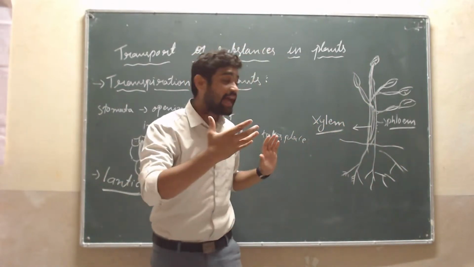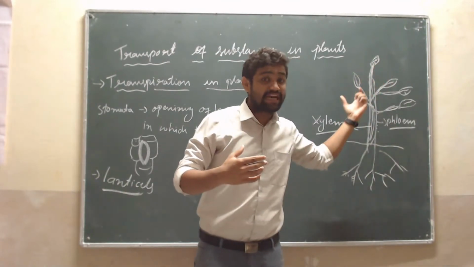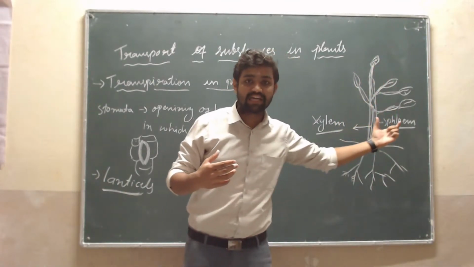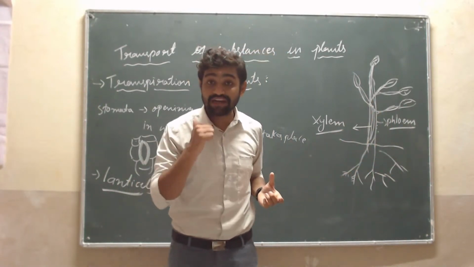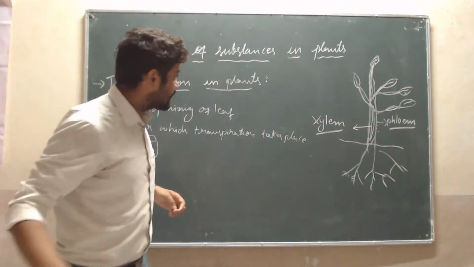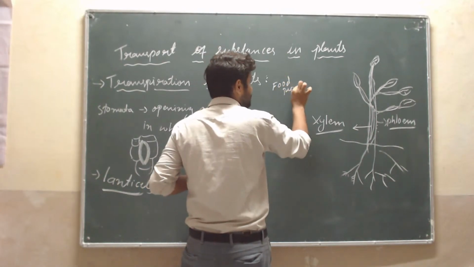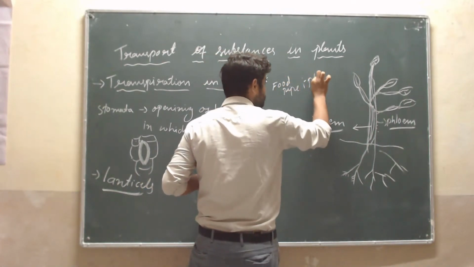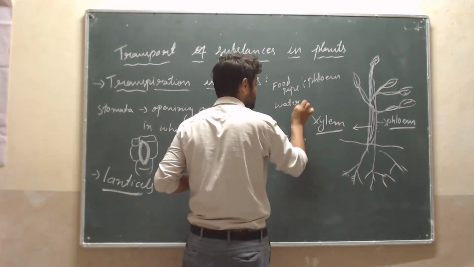As well as that, food is prepared, then that food is transferred to all the parts of the body. Through what? Through the food pipe called phloem. So you can write it here, that is food pipe. Generally food pipe is phloem and water pipe is xylem.